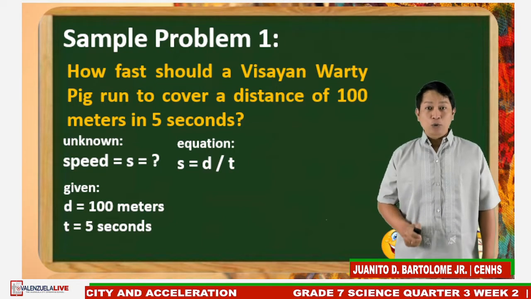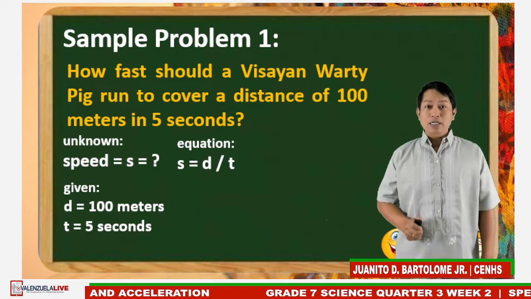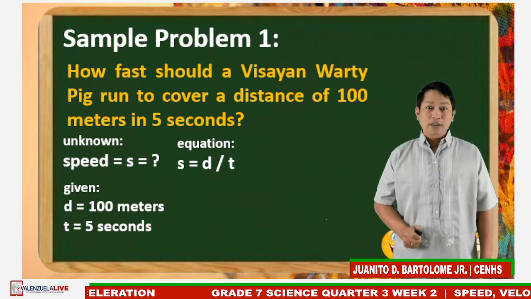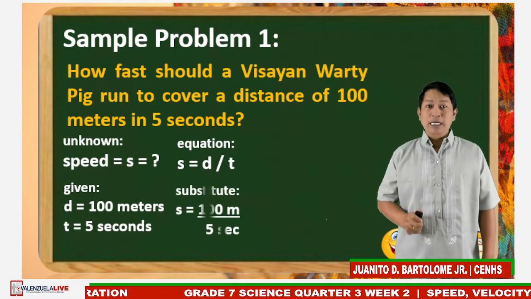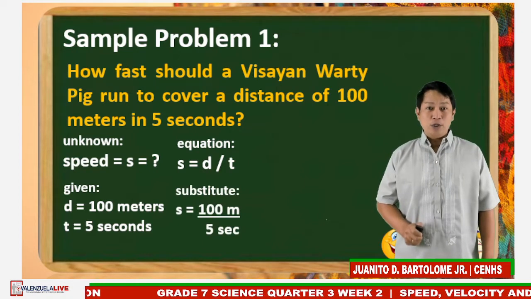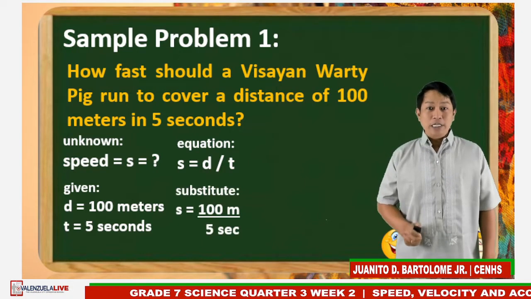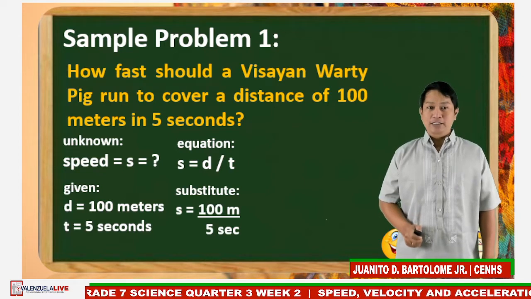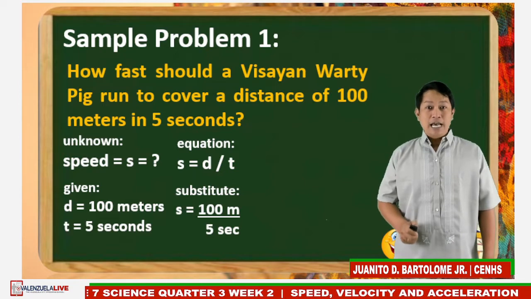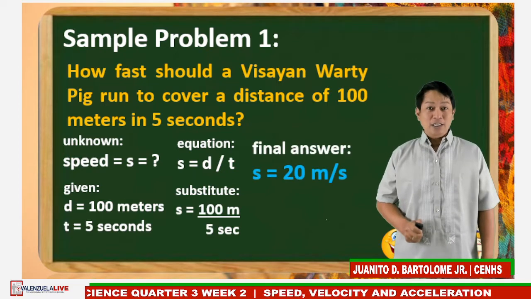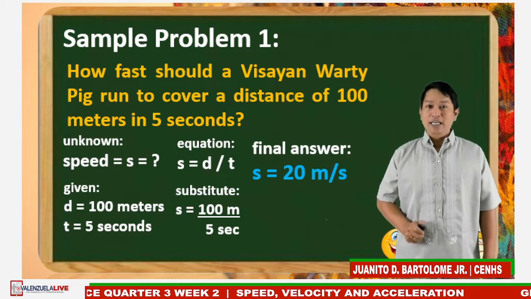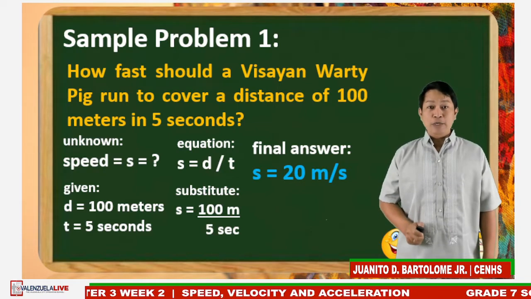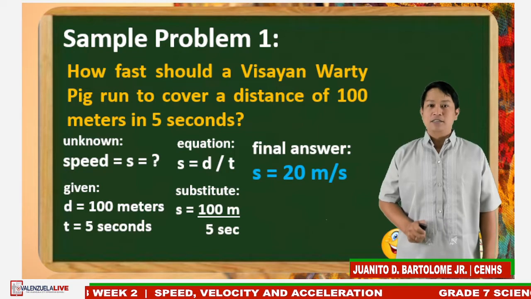Third, we need to identify the equation to solve for the unknown. The equation to be used is speed is equal to distance divided by time. Then fourth, we are going to substitute the given quantities in the equation wherein speed is equal to 100 meters divided by 5 seconds. The answer is 20 meters per second. This is the speed of the Visayan warty pig if it runs 100 meters in 5 seconds.